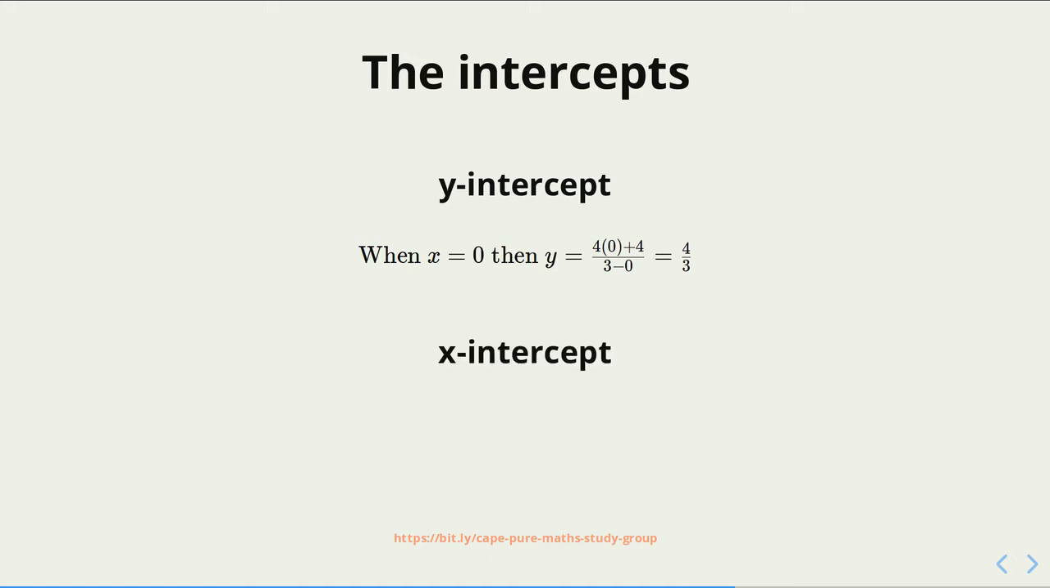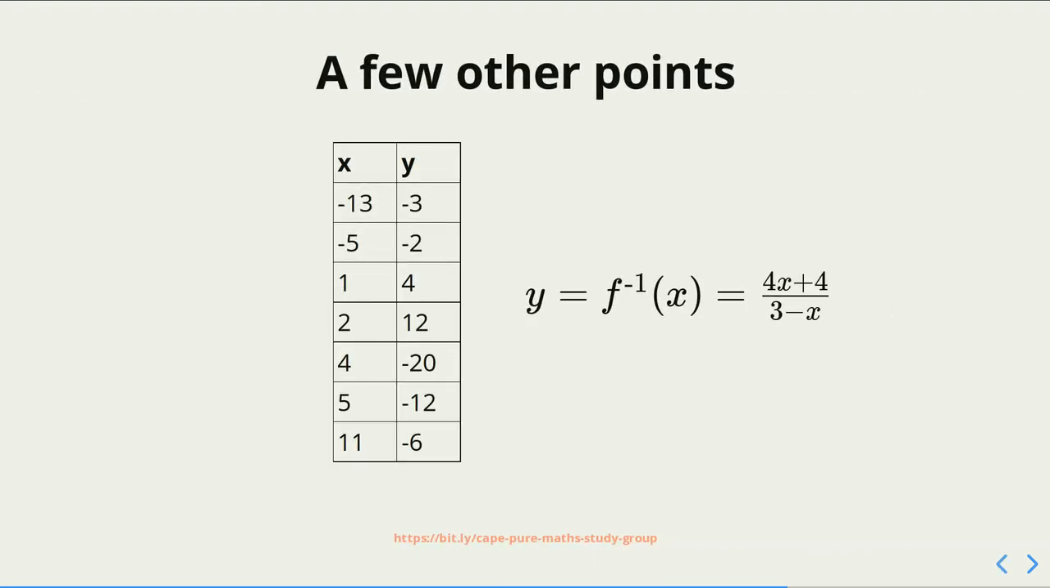Its x-intercept occurs when y is equal to 0. So putting 4x plus 4 divided by 3 minus x equals 0, we get that 4x plus 4 is equal to 0, which implies x is equal to negative 1. Therefore, the curve cuts the x-axis at negative 1. To get a reasonable sketch, you should find a few other points. I decided to use these coordinates since they worked out to be nice, neat integers, making them easy to find and plot on the graph.